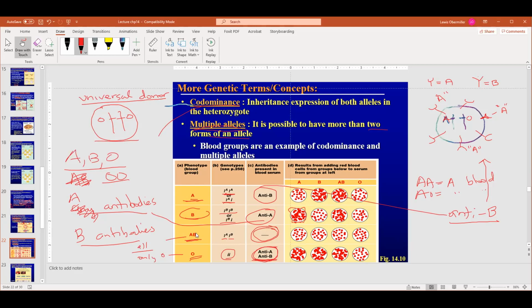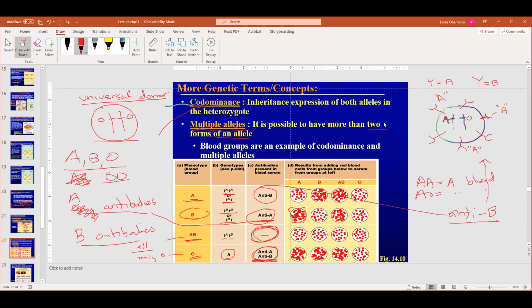The AB, you can only donate to other ABs because you have both A and B on the surface of your cell, and AB is the only one that doesn't make antibodies. If you donated your blood to a B person, it would attack your A's, right? Because you have both A and B. If you donated to an A person, it would attack B. If you donated to a B, it would attack A. And if you donated to an O, it would attack both because O makes both antibodies.